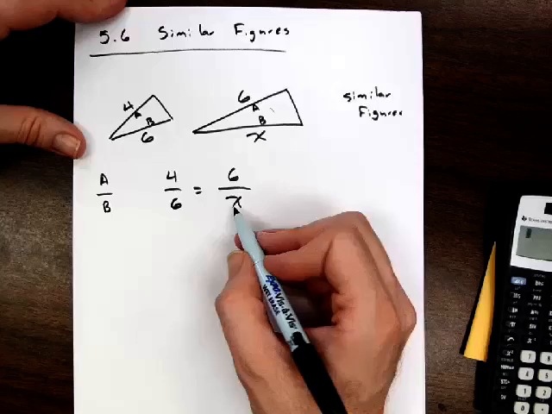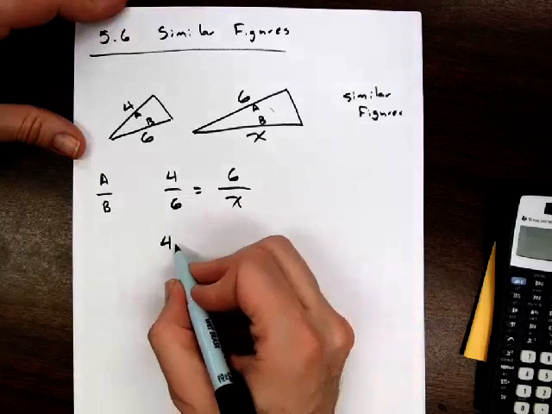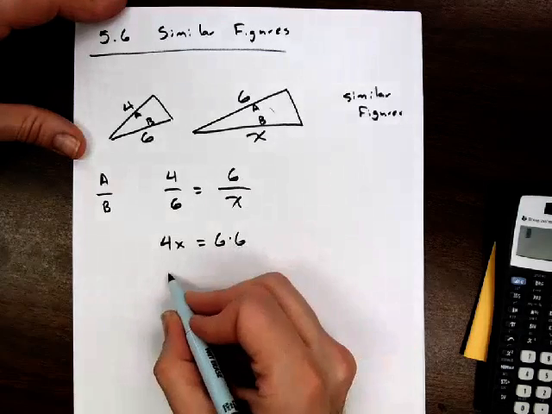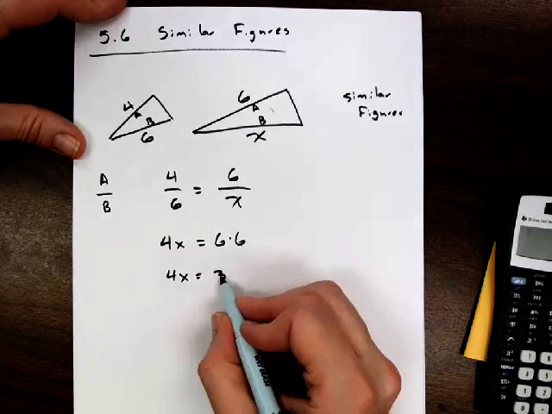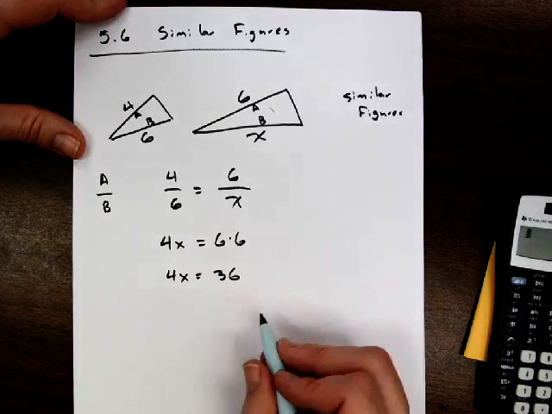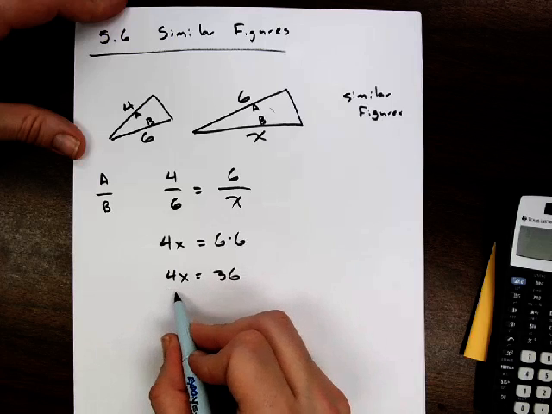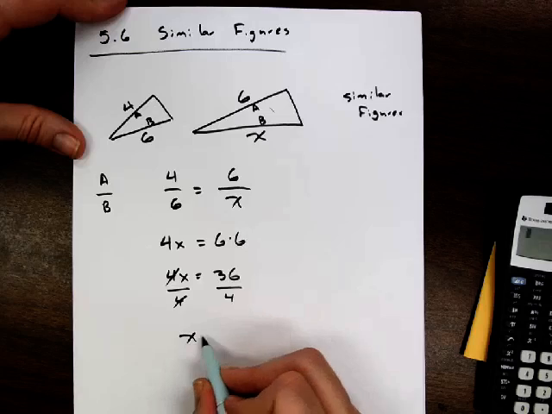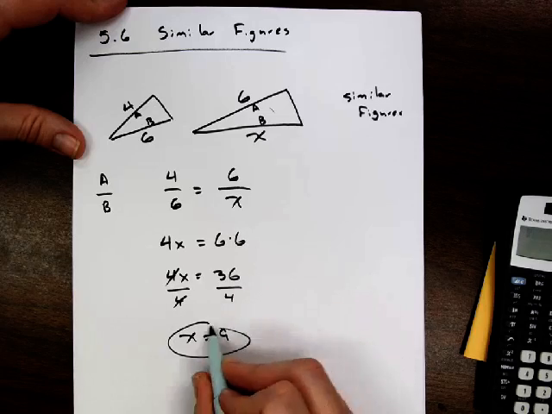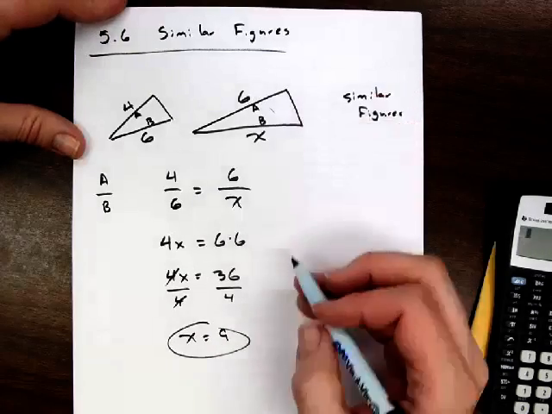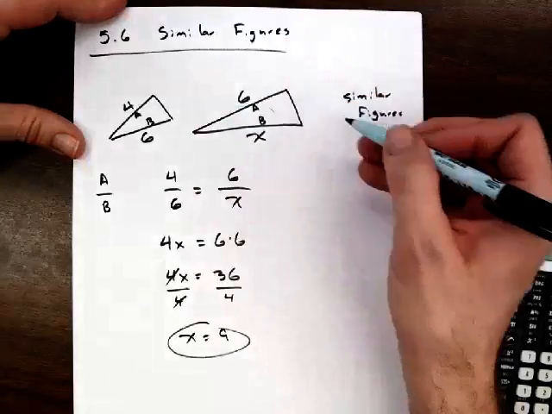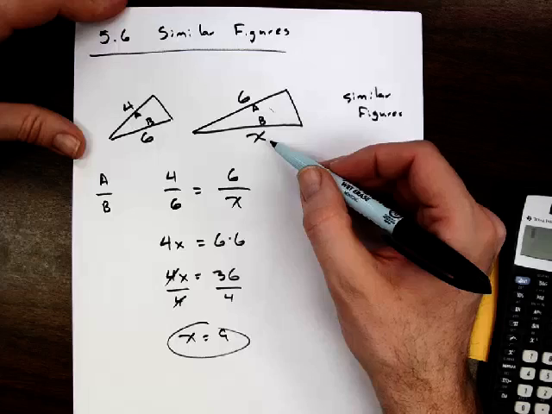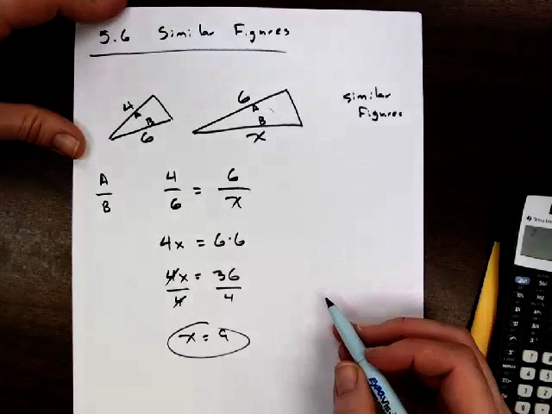So this is going to be 4 times x, which is just 4x. 6 times 6 is going to be 36. I've got 4x is equal to 36. And then I could divide both sides by 4. So I'd end up with x is equal to 9. So looking at this, if these are truly similar figures, I'd know that this side of my triangle has got to have a length of 9.